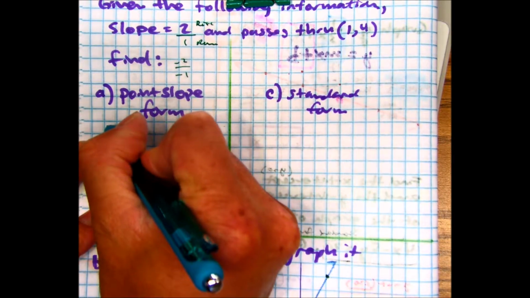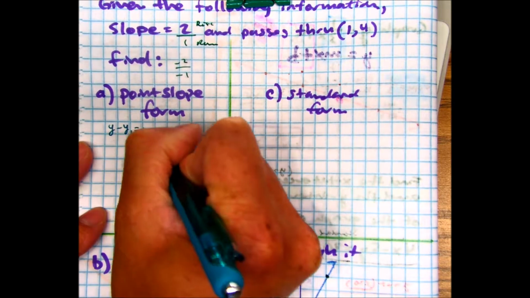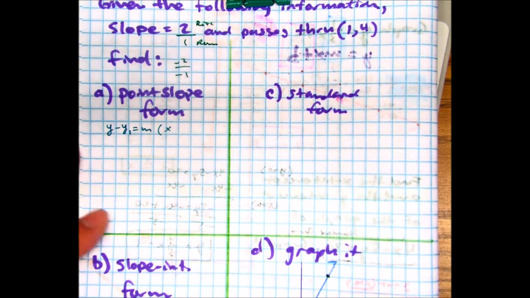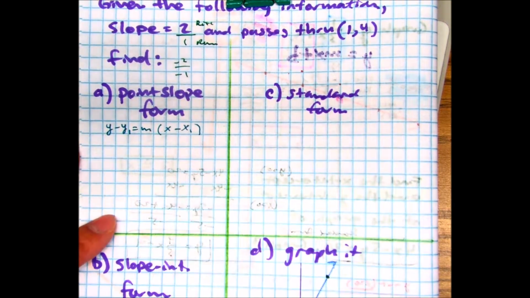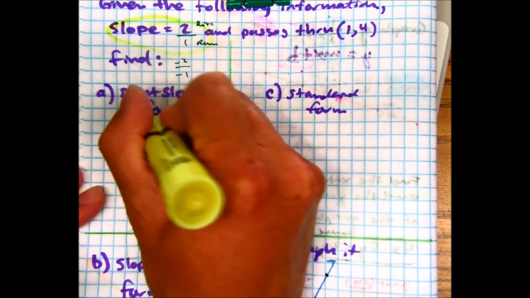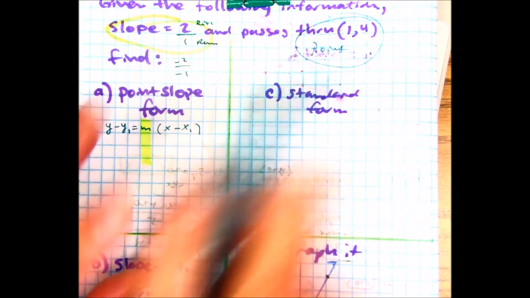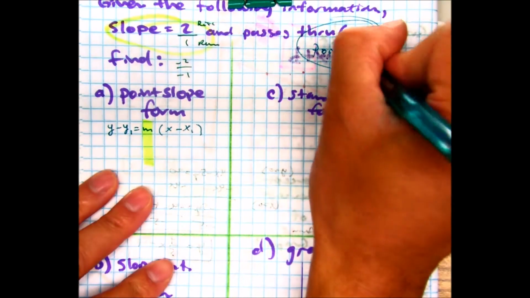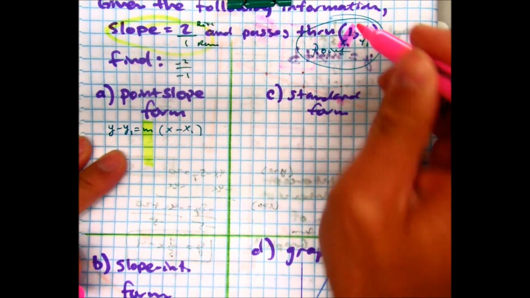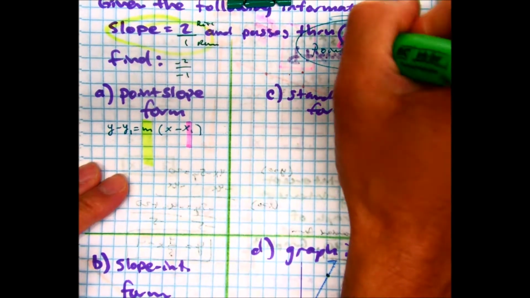y minus y1 equals m parentheses x, I can't remember, x minus x1. So the reason why we're starting here is because we have the slope and we have a point. Now this point, you can label it (x1, y1). And then I'm just going to do the substitution. My x1 value is going to be 1, and my y1 value is going to be 4.